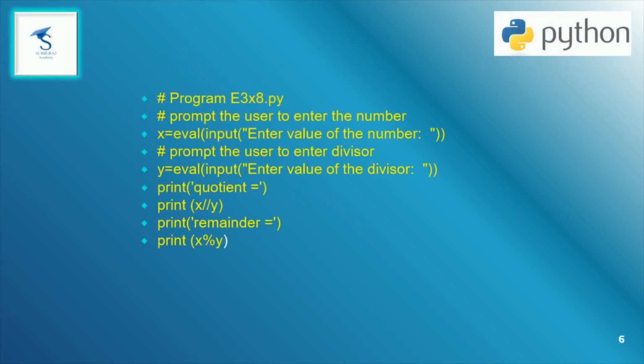Now we will write a program to receive 2 numbers x and y. We wish to find the quotient and remainder. To receive 2 numbers x and y, we have to get the input twice as the program illustrates. Then we find the quotient by integer division. Remainder is obtained through modulus operator, which is percentage sign. Then we print quotient and remainder.